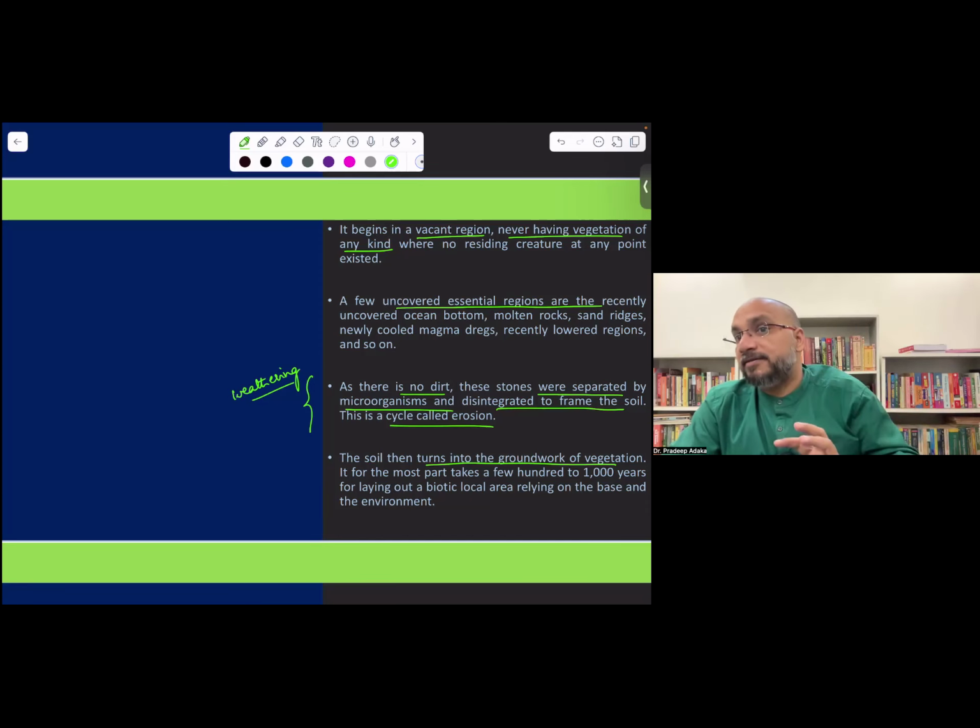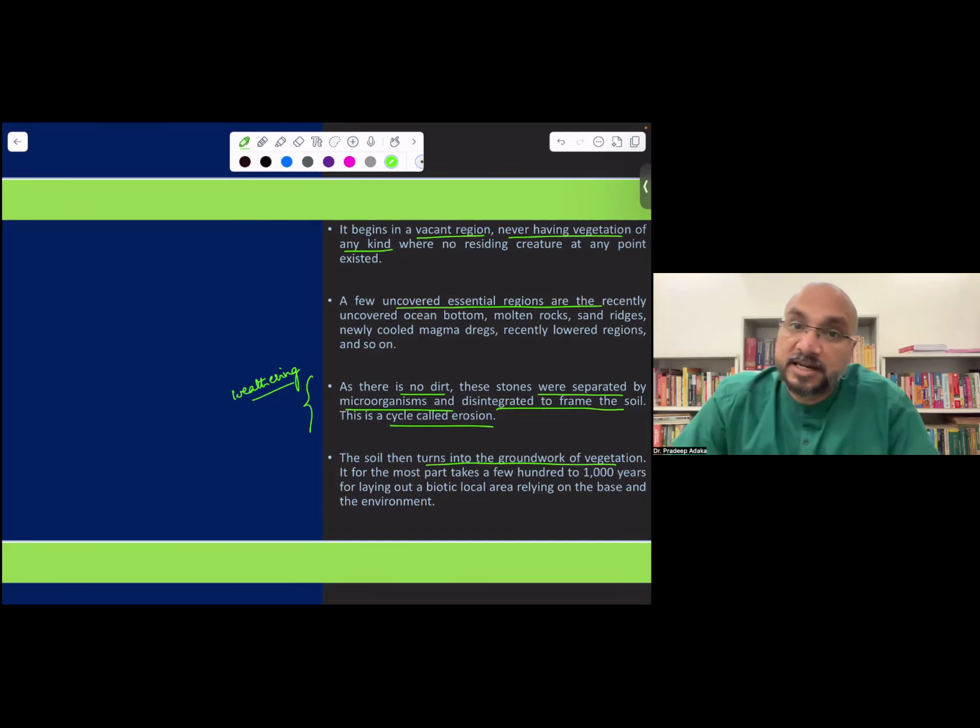To convert rock into soil, you require certain organisms like lichens. So lichens are the pioneer species. They grow on the rocks. The rocks will be broken down into fragments and soil will start to form. This soil will form the base where other plants can grow. Those plants will take over the area later. So soil then turns into groundwork for vegetation.